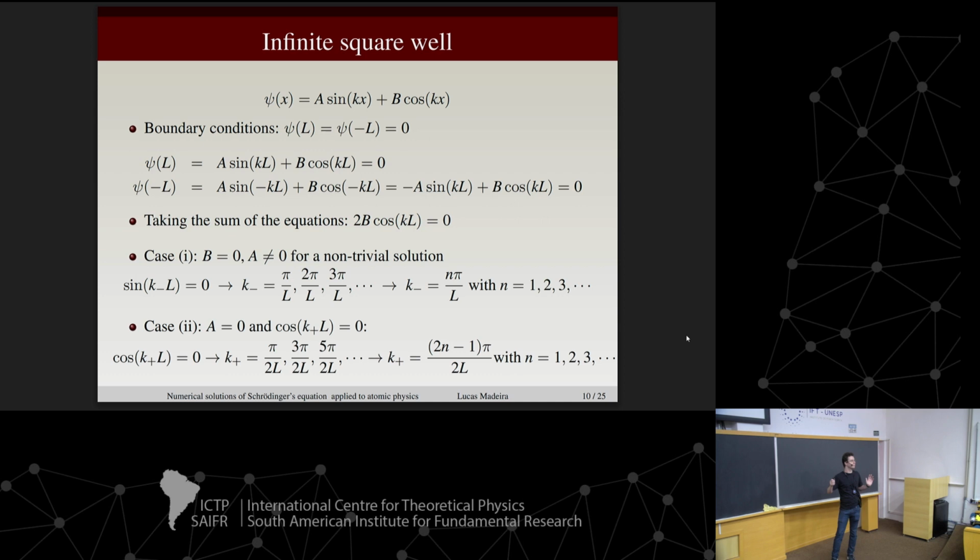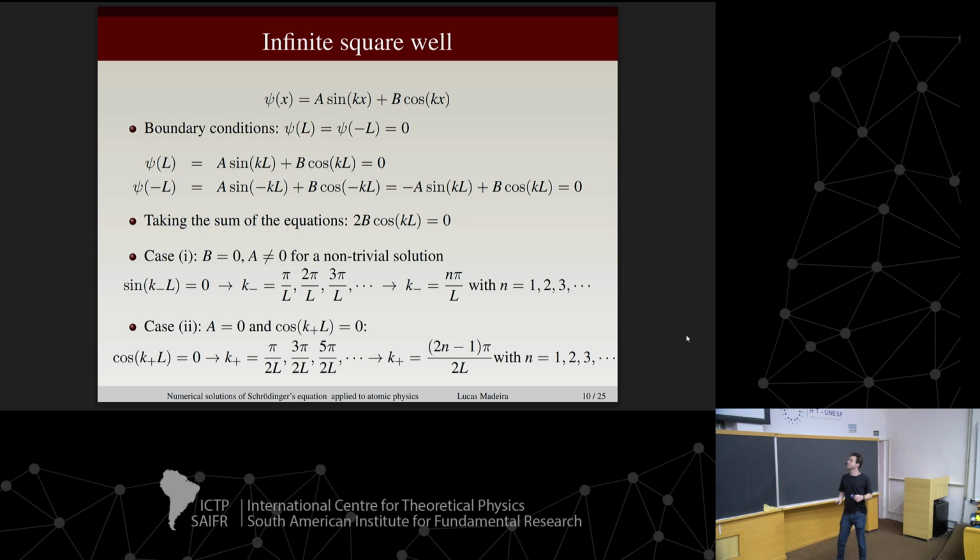I can have another case in which A equals zero, and I have non-zero B, for which I have cosine of KL equals zero. So I have K equals pi over 2L, 3 pi over 2L, 5 pi over 2L, an odd number times pi divided by 2L with an integer. Textbook quantum mechanics, not even that. Textbook modern physics, right?